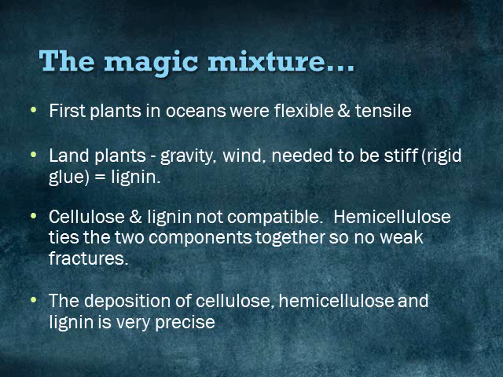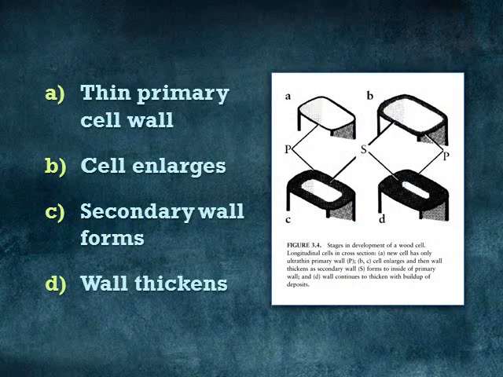So the deposition of cellulose, hemicellulose, and lignin are a very precise procedure. They occur in a particular order so that the trees and the wood can be strong enough to do the things that they need to do. So first off, the cell wall starts out with a thin primary wall. We can see that in Part A of this illustration.